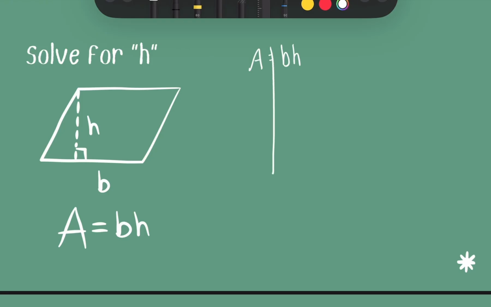So let's think about it. Here we want to solve for h. And what's in the way of h is b. And so, since b is being multiplied, in order to get rid of it, we want to divide by b in order to cancel it out. And what we do on one side, we do to the other. So I'm going to do A divided by b is equal to h. And that's it.